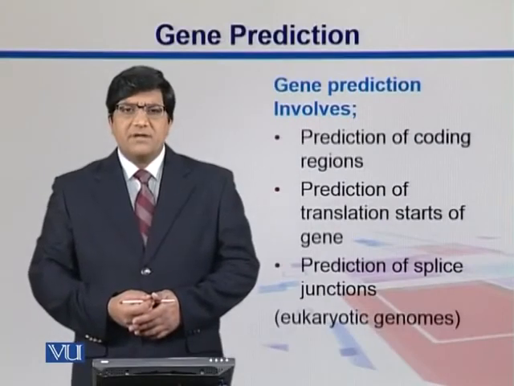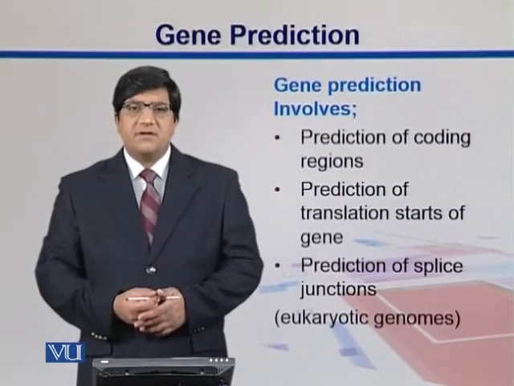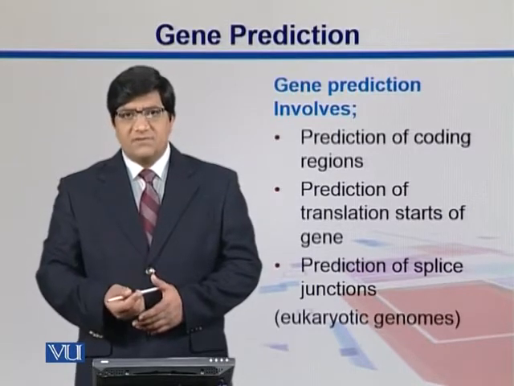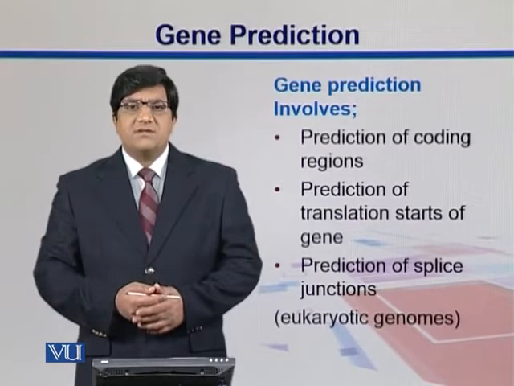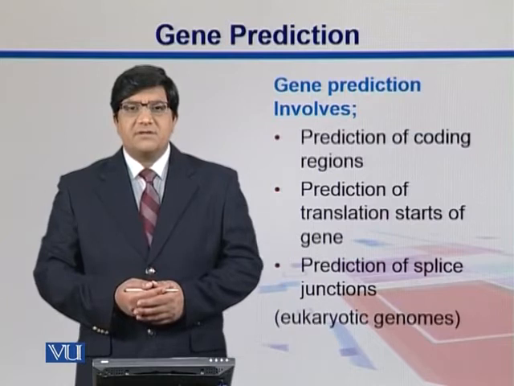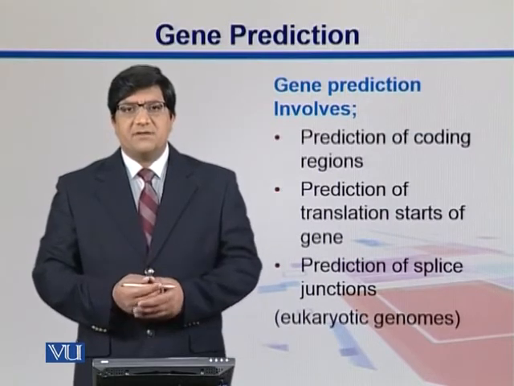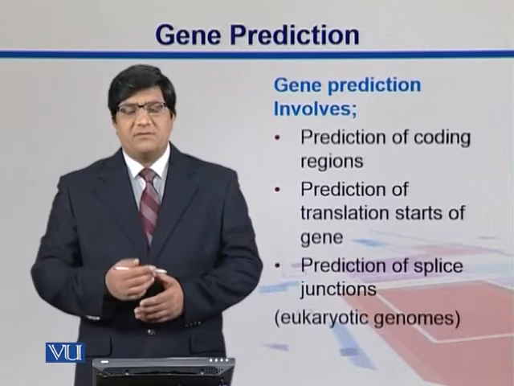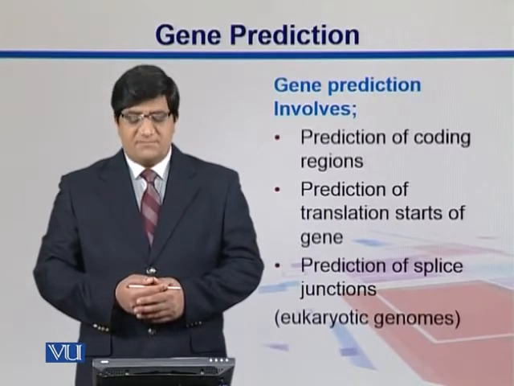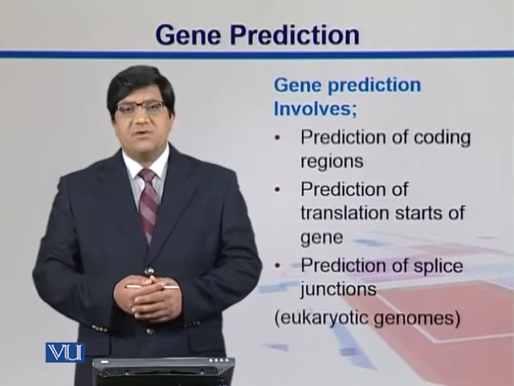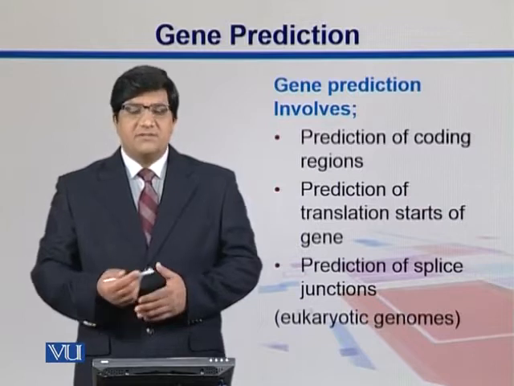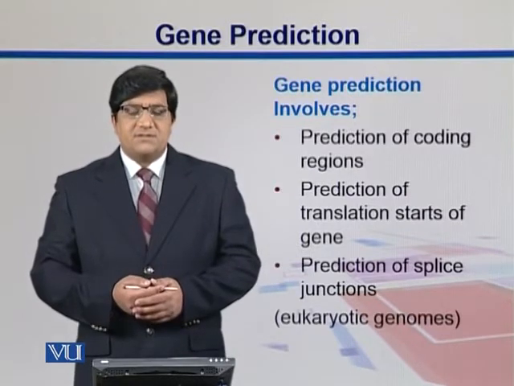Now we talk about gene prediction. Gene prediction involves the prediction of coding sequences and predictions of where the translation starts. Since we are corresponding the genes with the proteins, we are interested in finding the translation start, which starts with ATG. Then we also predict splice junctions. In eukaryotes, we know that the boundaries of exons and introns are marked by these splice sites or splice junctions.